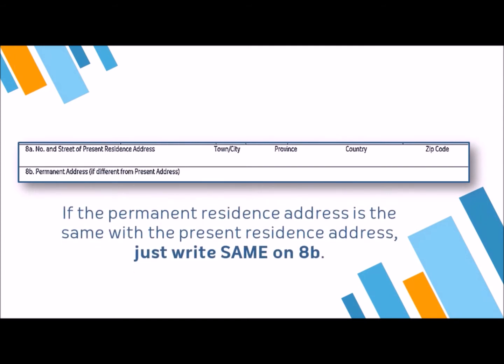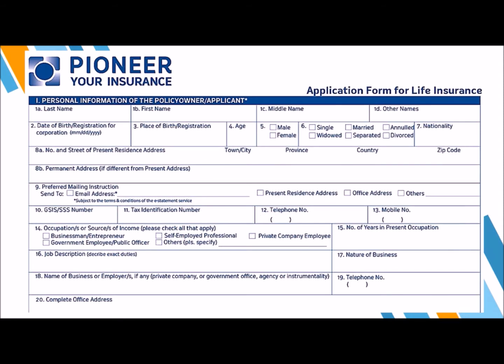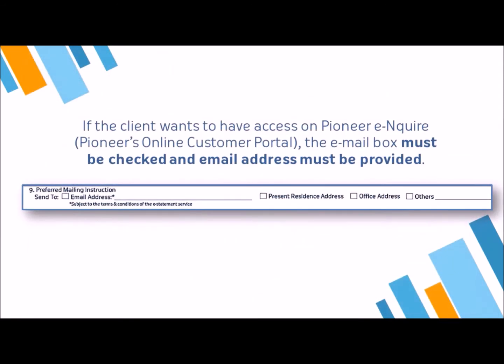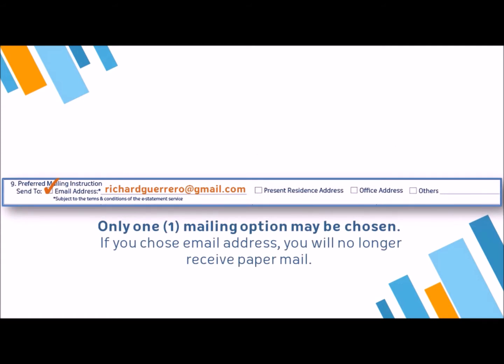If the permanent residence address is the same with the present residence address, just write same on item 8B. If the client wants to have access on Pioneer Inquire, the email box must be checked and email address must be provided. Only one mailing option may be chosen. If you choose email address, you will no longer receive paper mail.